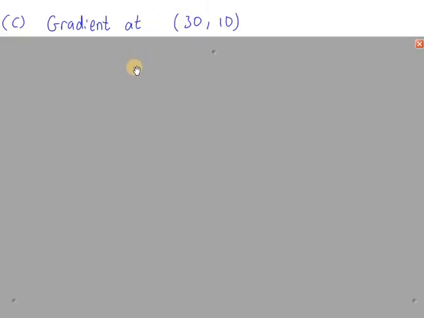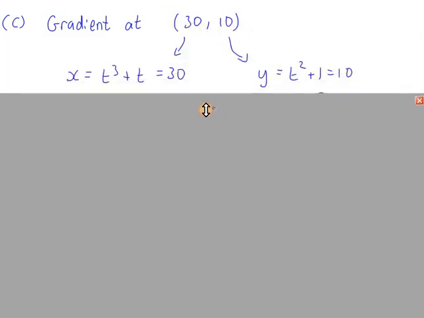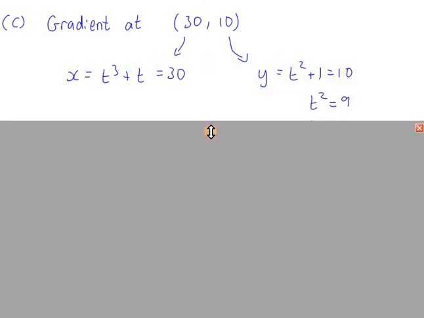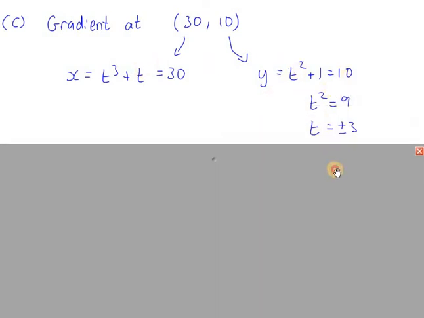Now what will the gradient be for this point on the graph? So x is 30 and y is 10. Okay, so we use the equation for x, make it equal to 30. The equation for y, make that equal to 10. If we solve these, this one here gives two possible values of t. So when t equals minus 3, the y coordinate is 10. When t equals 3, the y coordinate is 10.